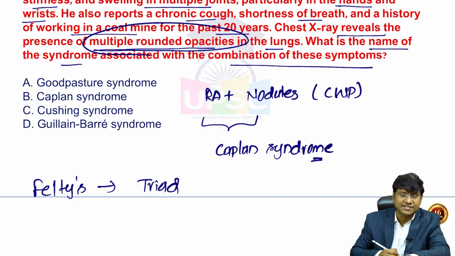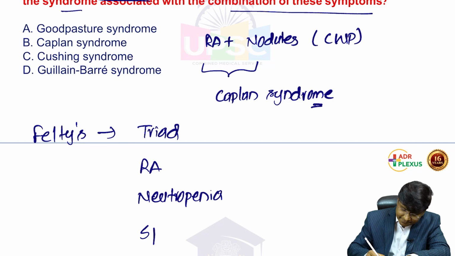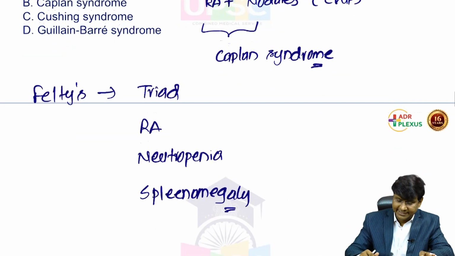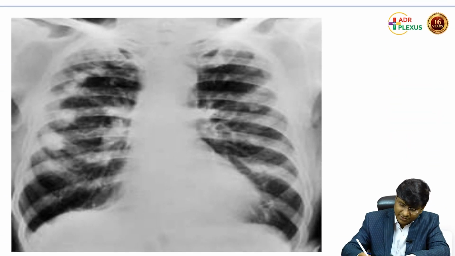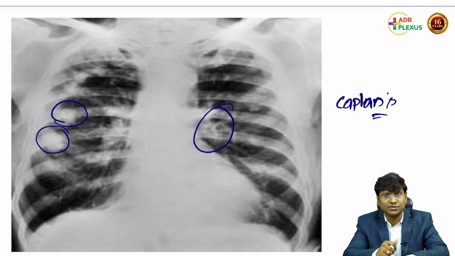What is the triad in Felty syndrome? Rheumatoid arthritis, then neutropenia, then splenomegaly. Okay, so this is the Felty syndrome in case of rheumatoid arthritis. This is the X-ray in patients with Kaplan syndrome, where you have the presence of coal workers' pneumoconiosis, that is the presence of rheumatoid nodules, along with that you have stiffness of the joints.